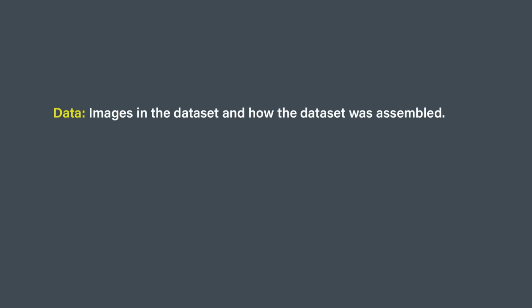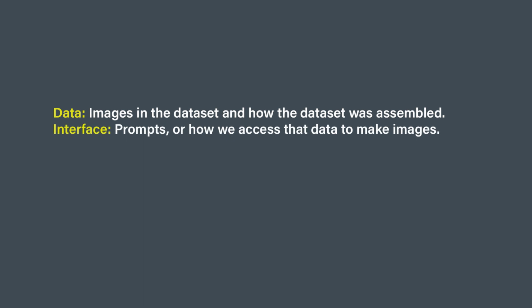And I think it's helpful to review 4 systems that connect together when we are making an AI image using these diffusion models and GAN-based tools. The first is data, the images in the data set and the way the data set was assembled. The second thing is the interface. This includes prompts, but it's also the screens. It's the way the user interacts with the data set. What do they move through in order to get images out? So that's the way we access data, the interfaces and the prompts.